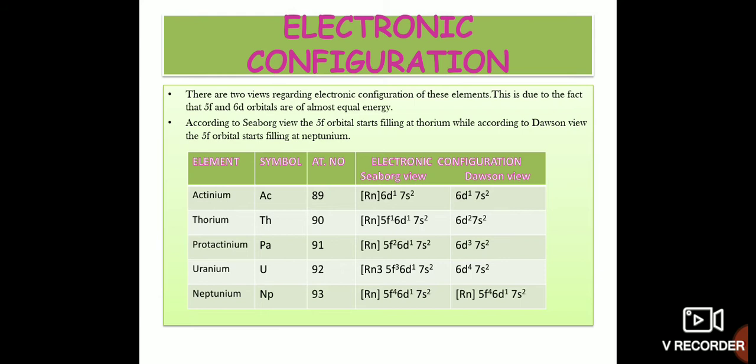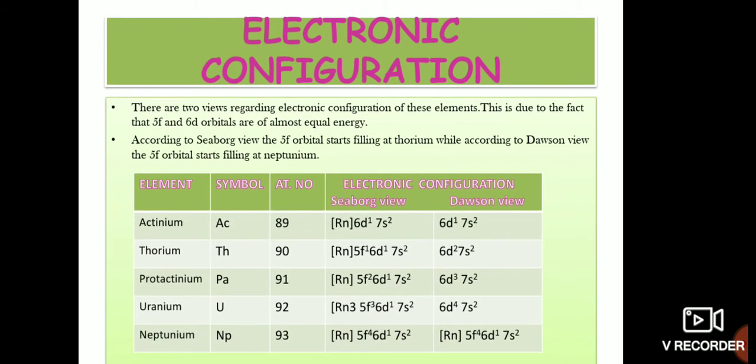Coming to electronic configuration, here also we have two views, named the Seaborg view and the Dawson view. The reason is the same: here 6d orbitals and 5f orbitals are of almost equal energies. Because of this controversy, we have two views. According to the Seaborg view, the 5f orbital starts filling at thorium, while according to the Dawson view, the 5f orbital starts filling at neptunium. This is somewhat different from lanthanides.